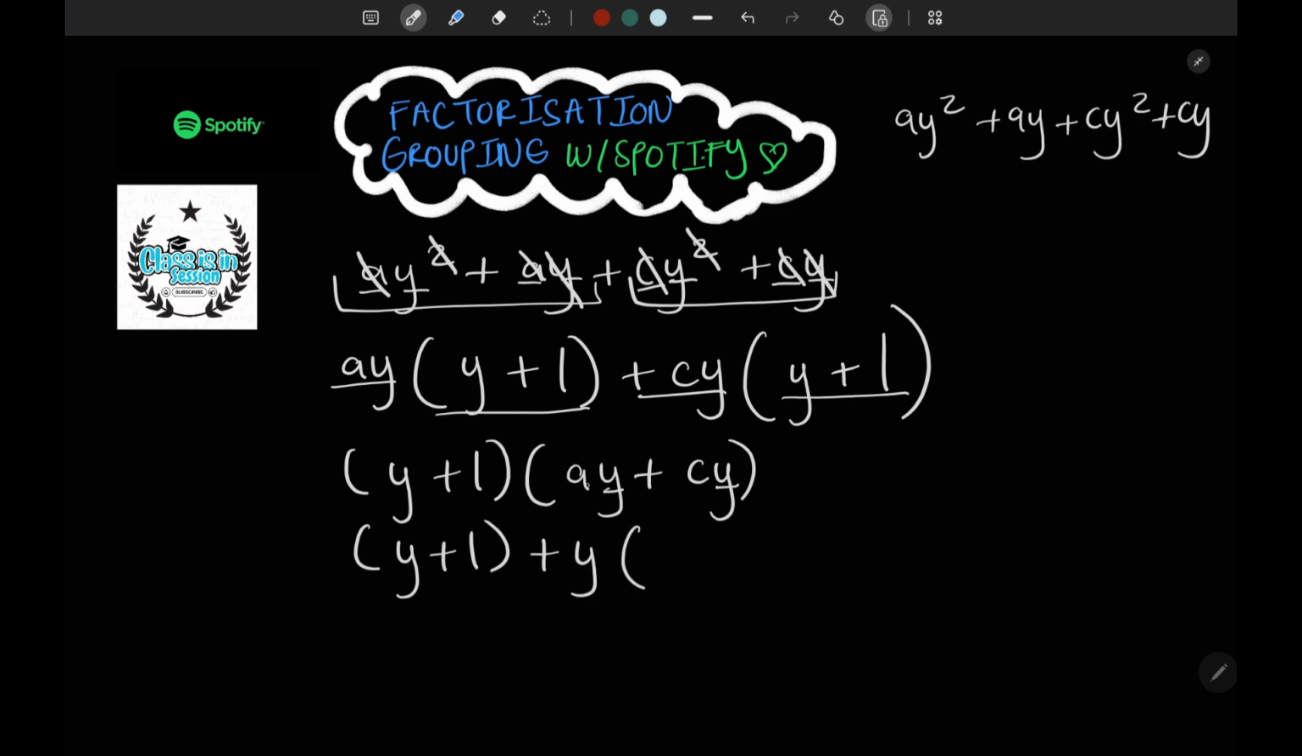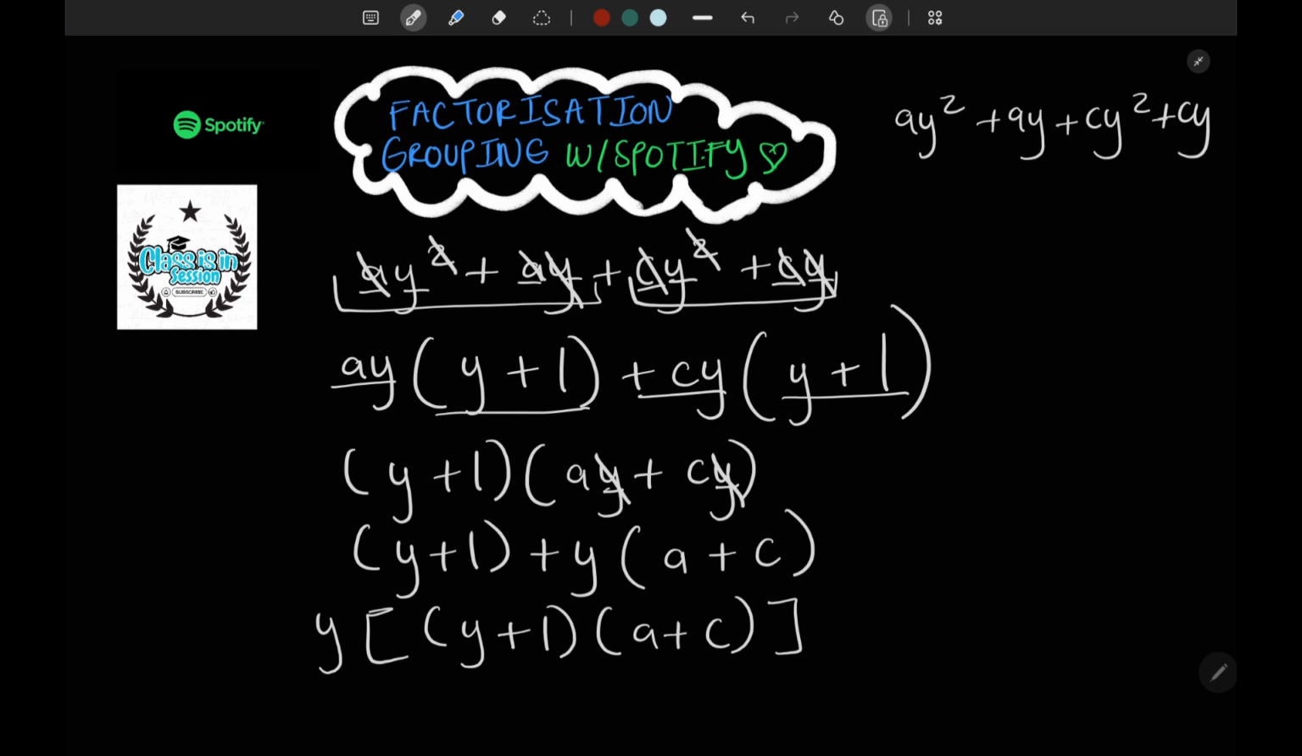Open a bracket. What are you left with? A, y divided by y, 1, plus c, y divided by y, 1. So we have y plus 1 plus y, a plus c. Take this 1 outside the bracket. Let's say y, open a square bracket, y plus 1, another bracket, a plus c. And that is how you fully factorize this.